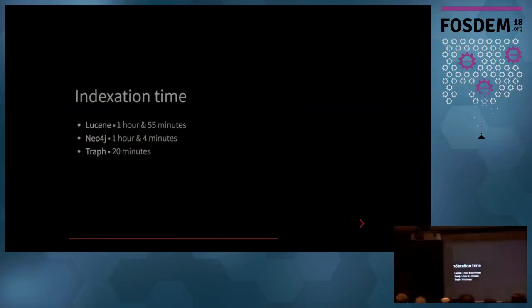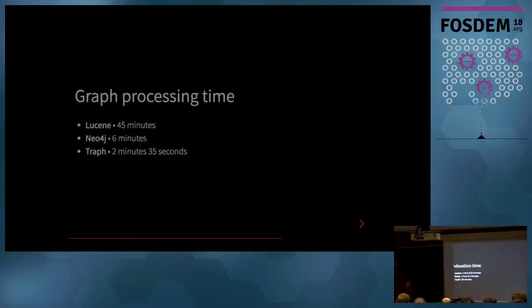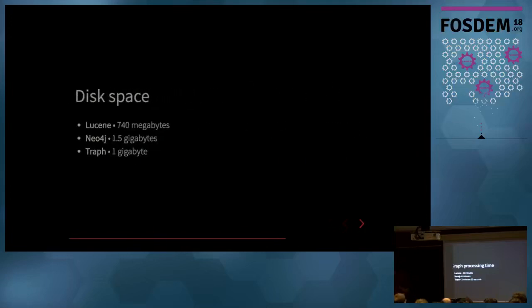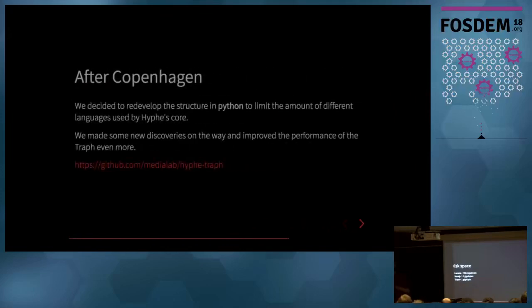So to index the thing, to insert pages in the database, Lucene took us 1 hour and 55 minutes. Neo4j took 1 hour and 4 minutes, and the Traph took 20 minutes. To process the graph, to be able to query the graph and get the aggregated graph, Lucene took 45 minutes, Neo4j 6, and the Traph took 2 minutes and 35 seconds. So for now, we are winning. On the disk space, Lucene took 700 megabytes, Neo4j 1.5 gigabytes, and the Traph 1 gigabyte. So Lucene seems to win here, but not for long.